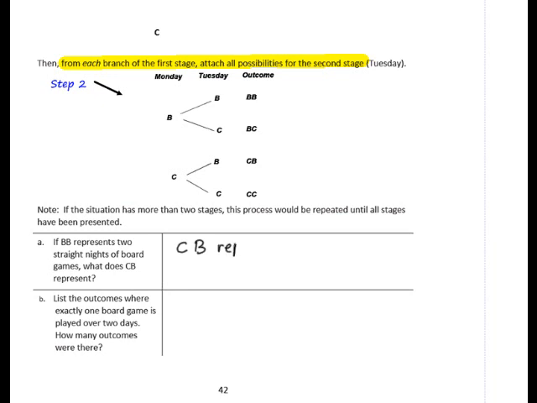CB would represent cards on the first night and a board game on the second night. And that is the outcome right here. Cards, then board game, and so the outcome is cards and board game.